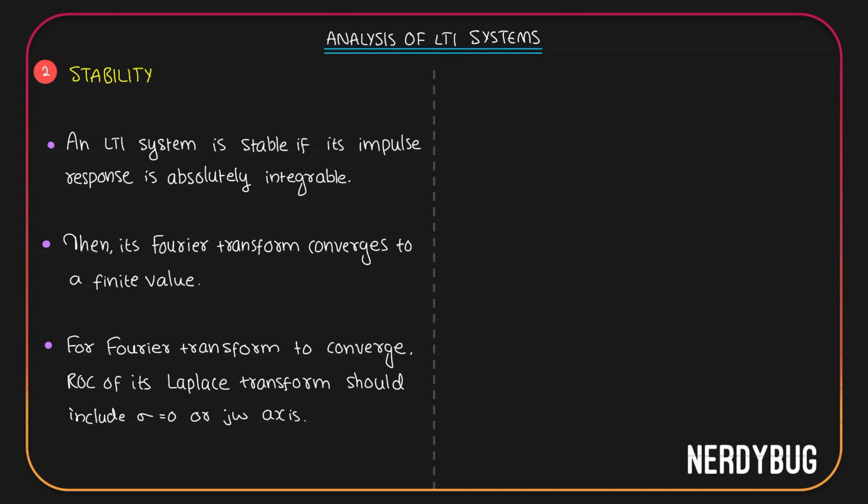Using all of these, we can conclude one thing. For an LTI system to be stable, the ROC of the Laplace transform of its impulse response should include sigma equal to 0, or the j omega axis. Or we can say that if an LTI system is stable, its transfer function should have sigma equal to 0, or the j omega axis, in its ROC.